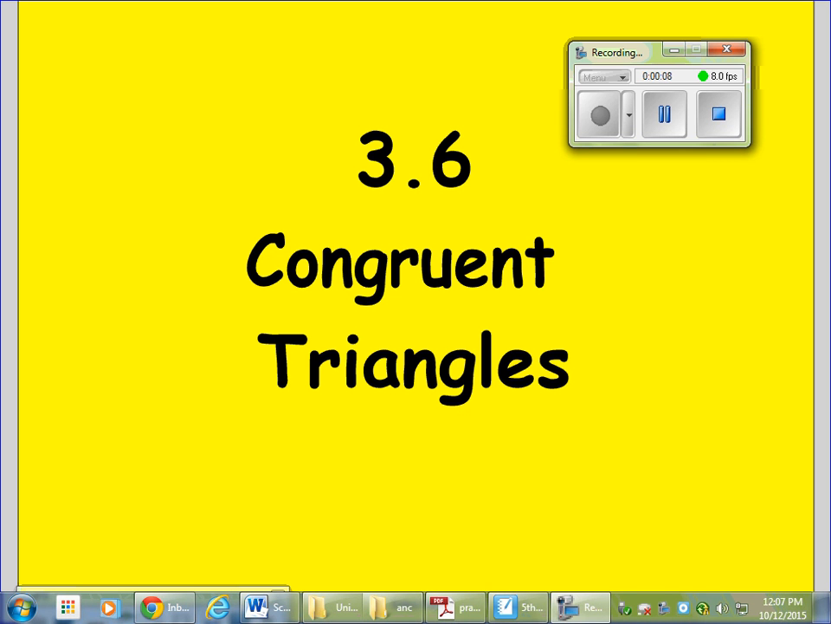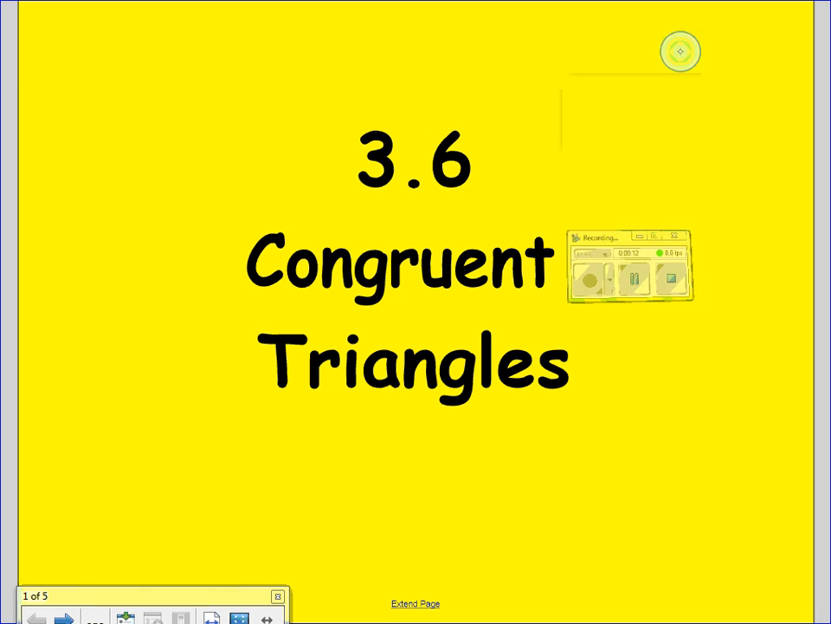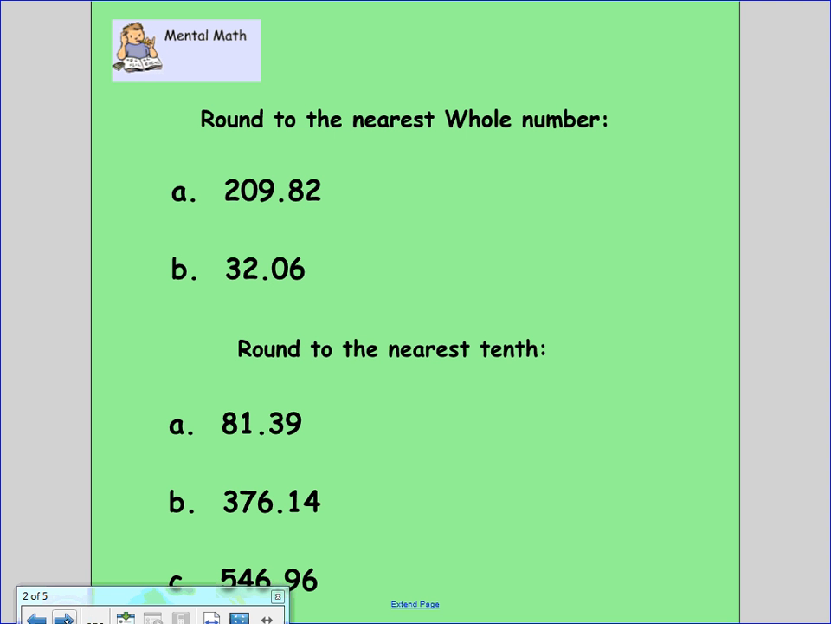But you might have to rewatch some parts of it, because I want you to really understand the three different types of triangles. First of all, we're working with a congruent triangle. Congruent triangles mean triangles that are the same. Congruent means the same. Before we get going, let's look at some rounding.